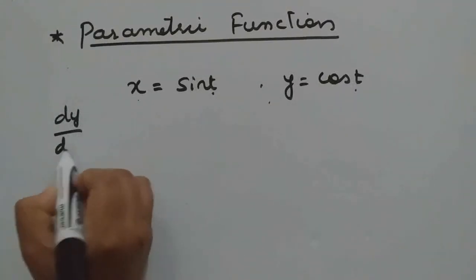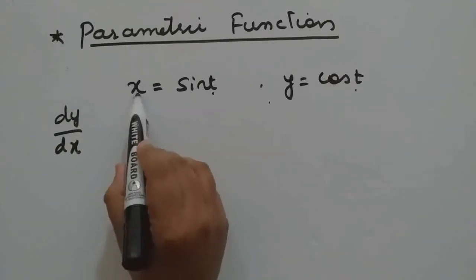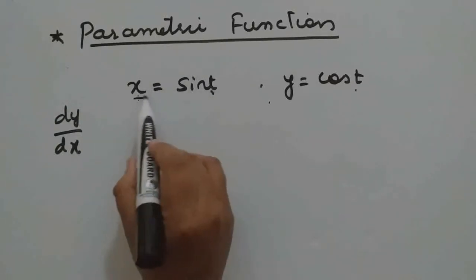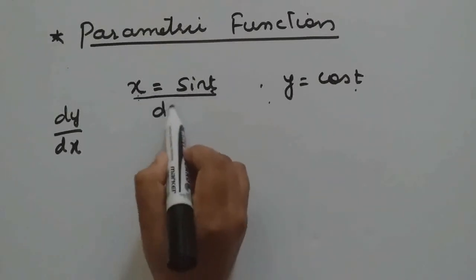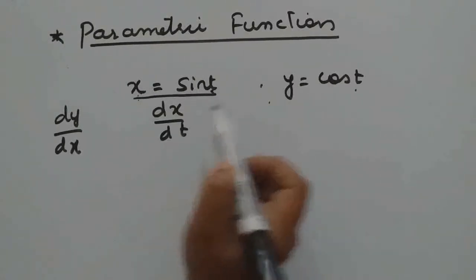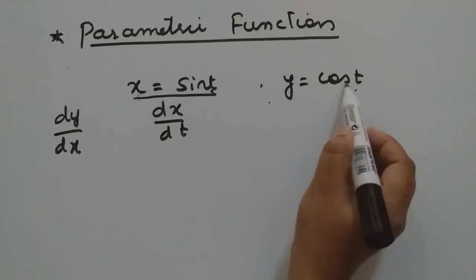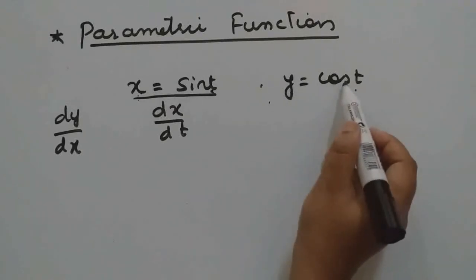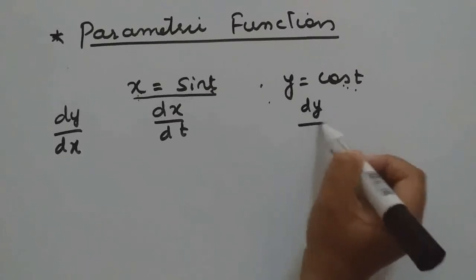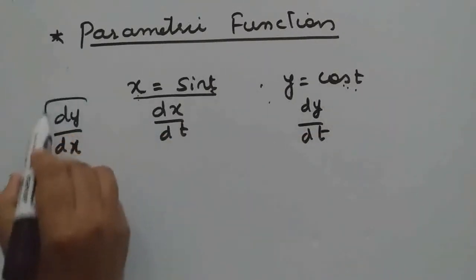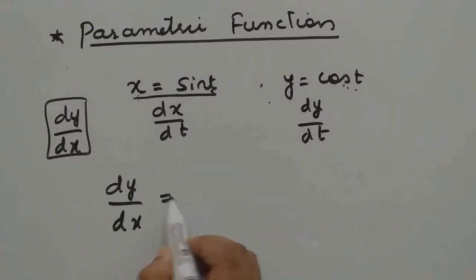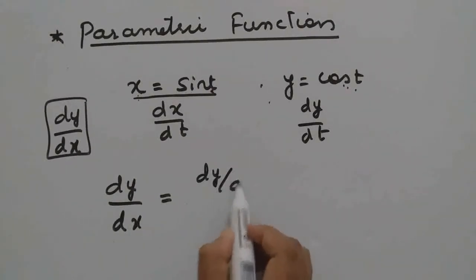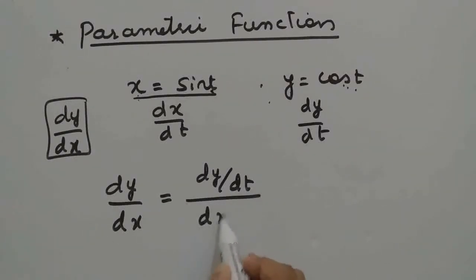Since x is dependent on t, we can find the derivative of x with respect to t, isn't it? That means dx by dt we can find. And y is dependent on t, that means the derivative of y with respect to t we can find, that is dy by dt. So now how to find dy by dx? We can find dy by dx by using this formula, dy by dt divided by dx by dt.